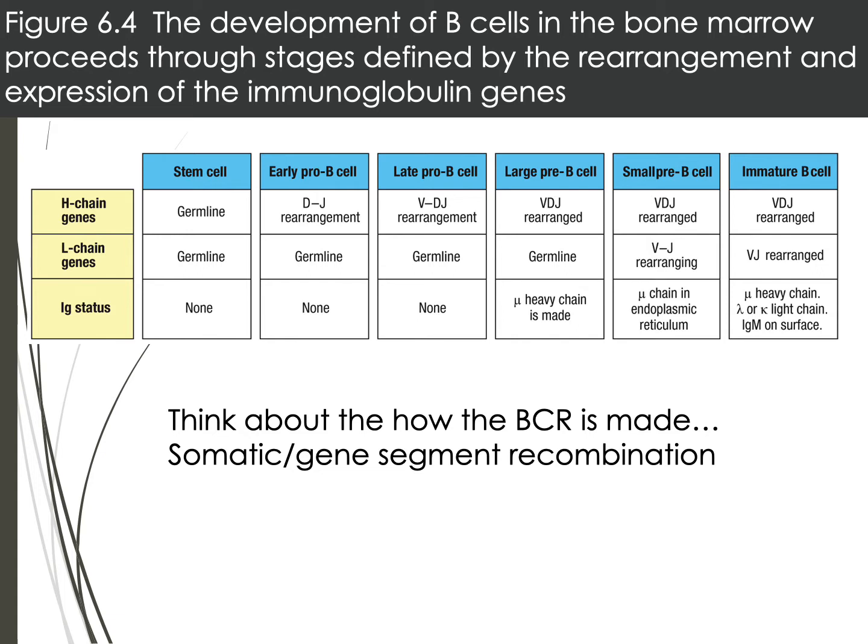So during the pre-B cell stage, that's when you're going to have your heavy chain. And then you start working on the light chain so that by the time you're an immature B cell, you have both your chains selected.